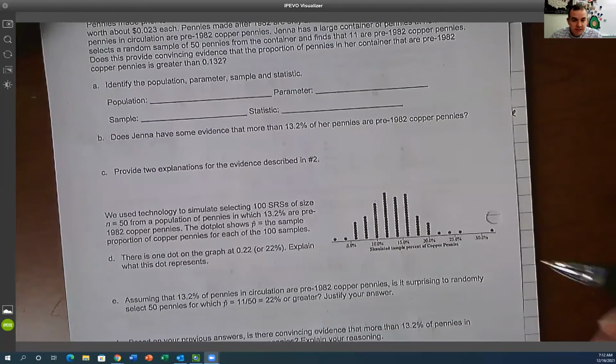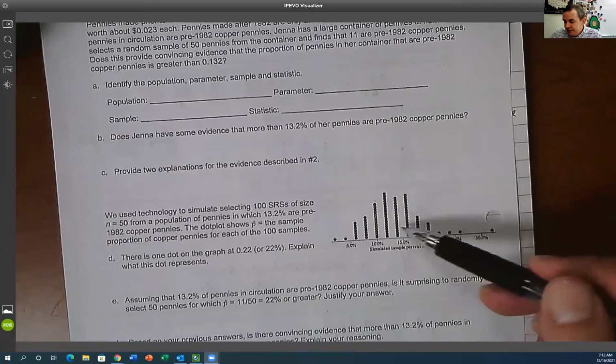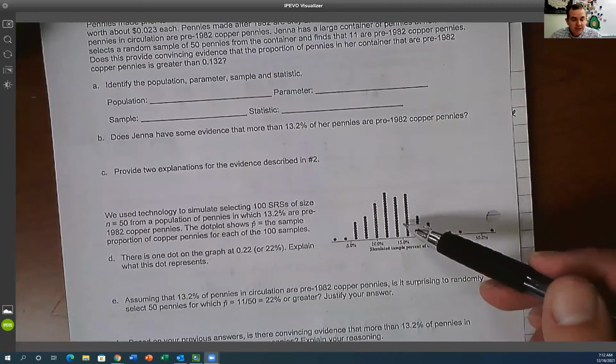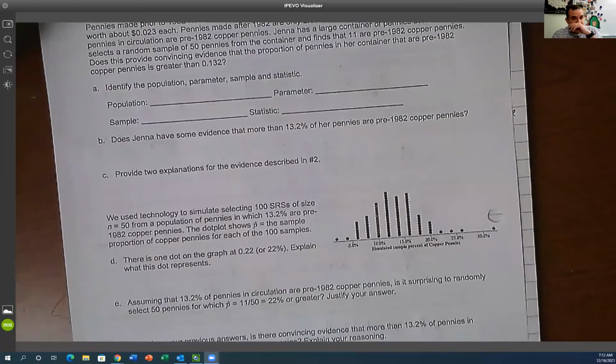However, let's say their claim was 70% and we gathered it and 70% was right here. What that would say is it falls in the pattern of the data. So their claim isn't necessarily wrong.